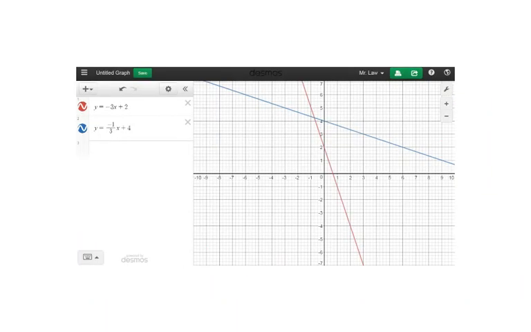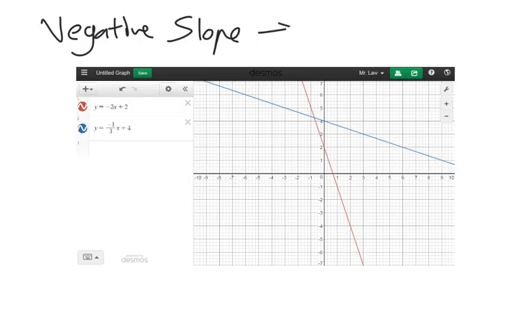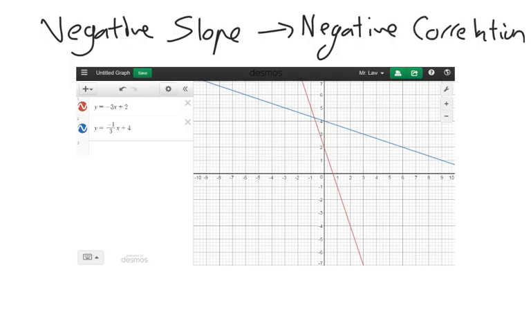In our second example, we're going to look at two lines which are pointing downwards. And if you remember, lines that point downwards have a negative slope. So I'm just going to write that on the top so you remember that. And if they have a negative slope, then a negative correlation exists between their variables. So I'm going to spell that negative correlation, which means as one variable increases, the other decreases.